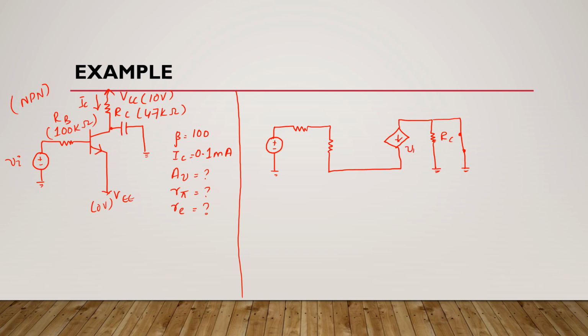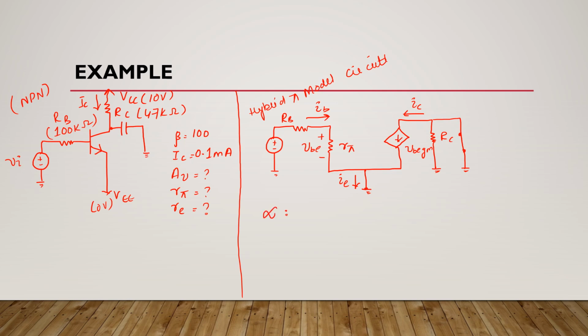This is VBE gm, and current IC is flowing in this direction. This is RB and current IB is flowing in this direction. This is R pi, this is positive, negative, this is VBE. The emitter is here and it is grounded, and current IE is flowing like this. So this is your equivalent hybrid pi model circuit.